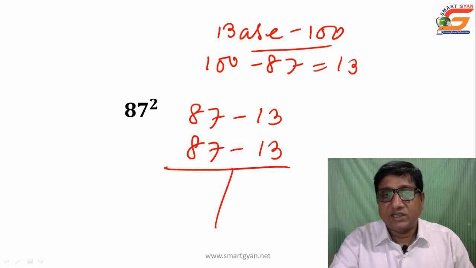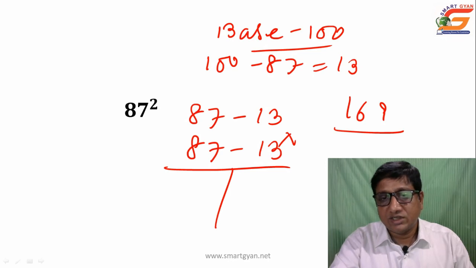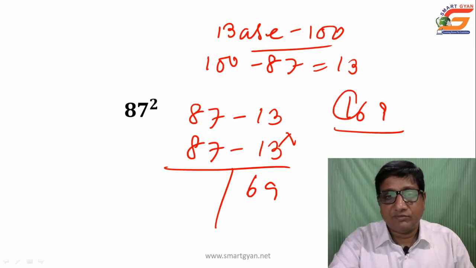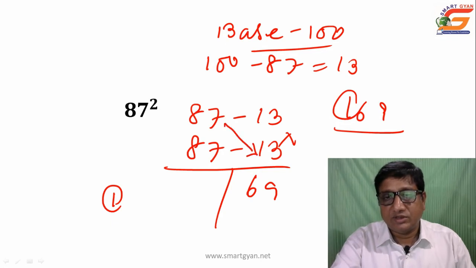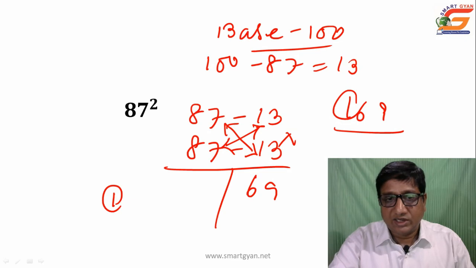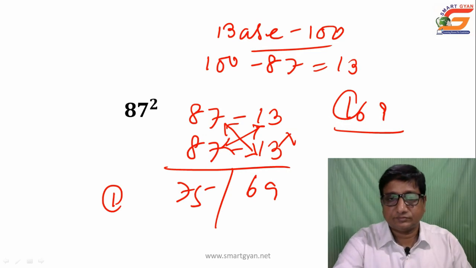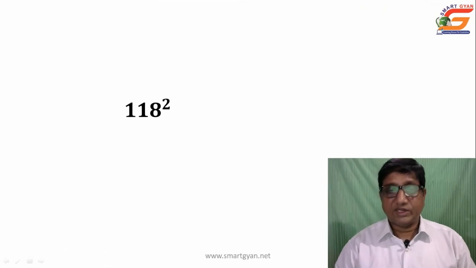The same two parts are there. For the right part, 13 into 13, that is 169. But we cannot write all 3 digits as the right part. So we will write only 69 and carry 1 for the left part. Then the left part will be the same as before, cross subtraction. 87 minus 13 is 74, then plus 1, that is 75. So the answer is 7569. Move to one more example, that is 118.